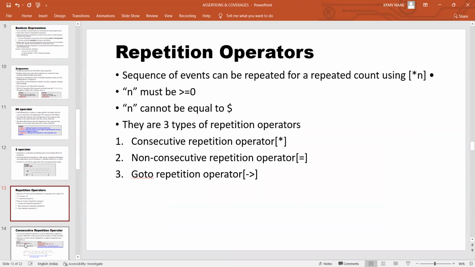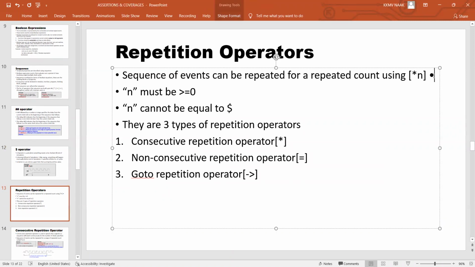Okay. So the next set of operators are repetition operators, as I already said, by seeing the symbols. What does a repetition operator mean? Basically, by seeing the name itself, we can say we want to repeat a sequence of events for a certain amount of time. For that, you use repetition operators.